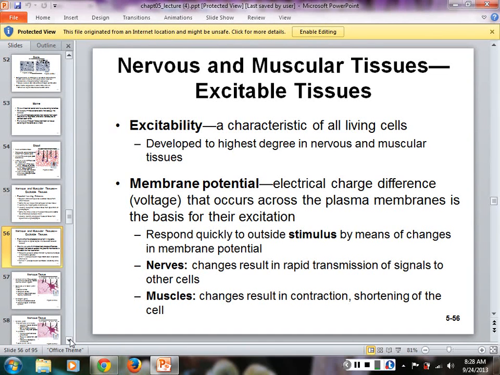So when there's a change in charge difference across the membrane of a muscle cell, that's when the muscle becomes excited. Muscles respond quickly to outside stimulus by means of changes in the membrane potential. If you're doing a bicep curl and you lift a really heavy weight, the moment you start trying to lift, there's going to be a change in potential across that membrane because that muscle is going to be stimulated. The nerves actually send signals to each other. Muscles are a little bit different.